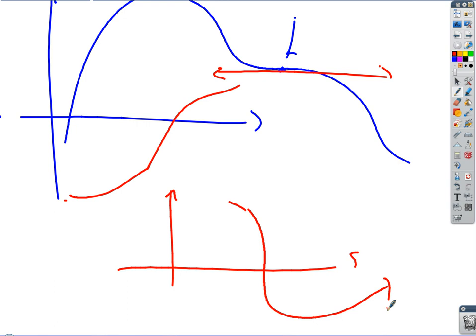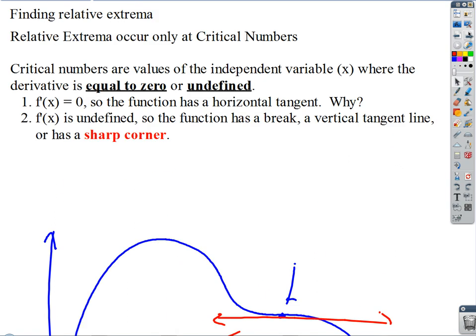Why is the first derivative undefined there? Vertical tangent line, right? It can be undefined there, but clearly that's not a peak or valley. I could have a break in the function. There's other things that could happen, right? So there are lots of ways we could get false alarms.